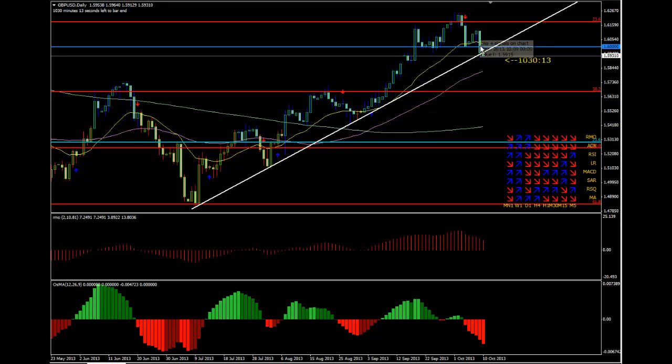Then we had a bounce. However, yesterday's candle pretty much telling us the sentiment still wants to be moving lower, and subsequently what we have here is a bearish engulfing candle, and a very, very negative setup over here indeed.